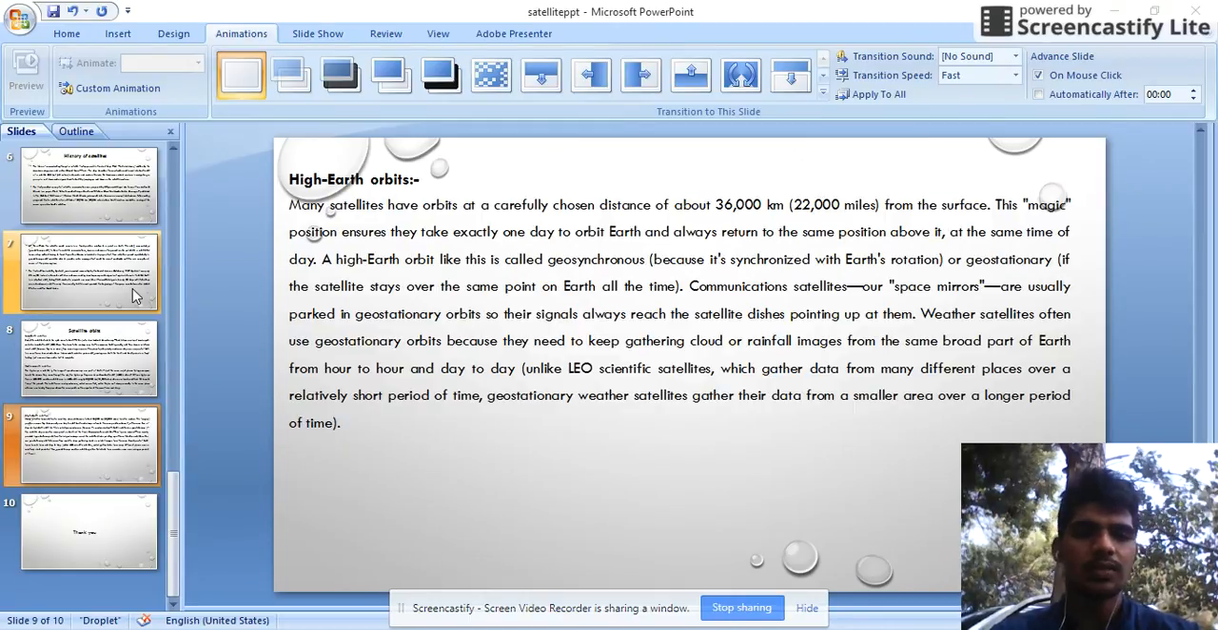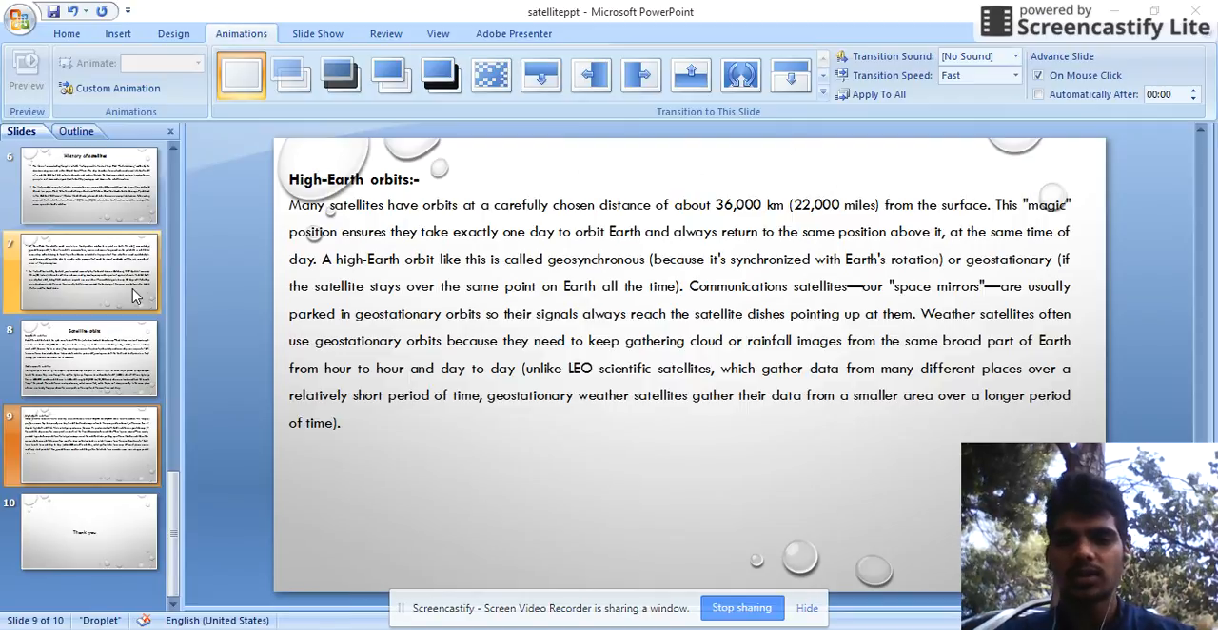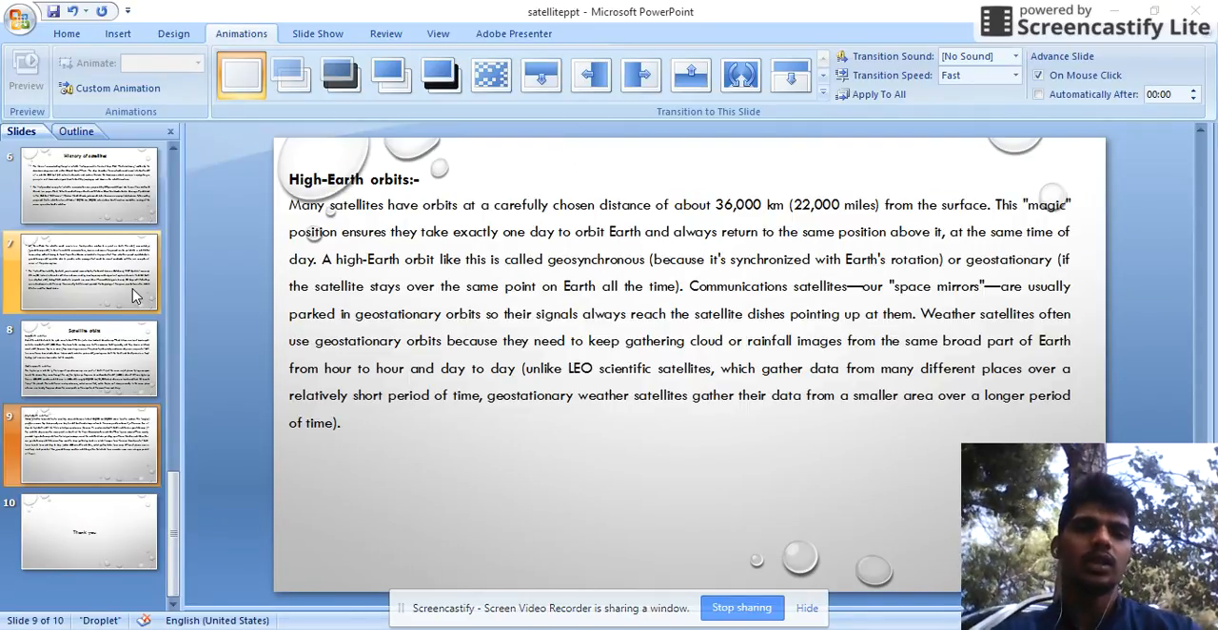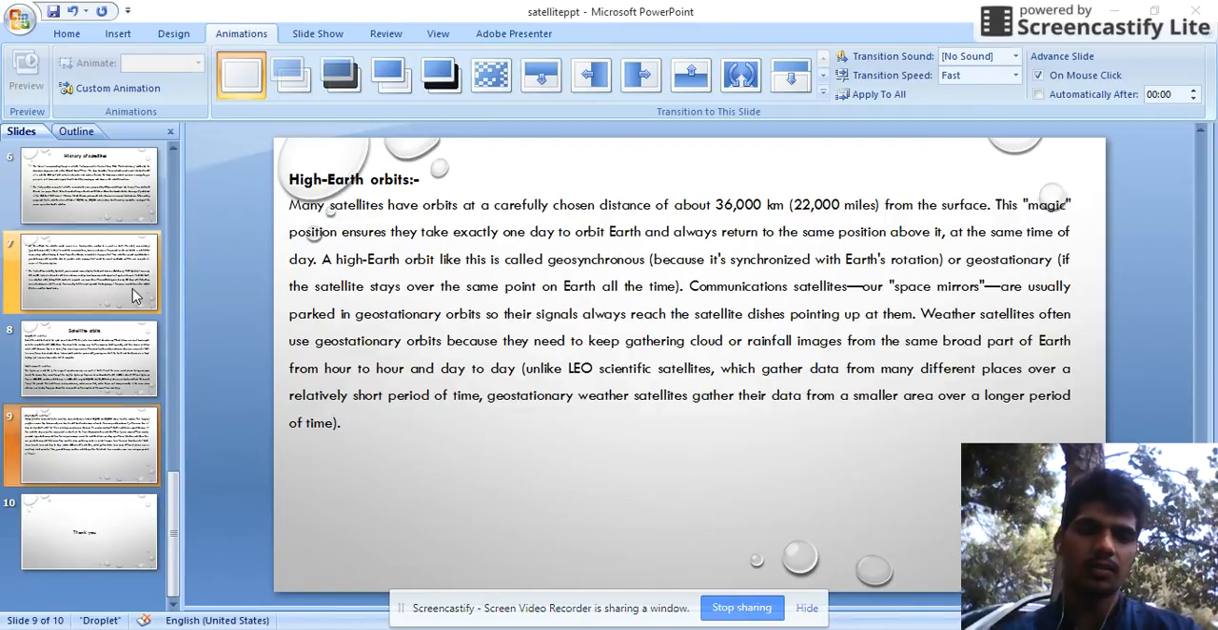The satellite stays over the same point on Earth all the time. Communication satellites are usually parked in geostationary orbit, so their signals always reach the satellite dish which is pointing to them. Weather satellites often use geostationary orbit because they need to keep getting cloud or rainfall images from the same part of the Earth, hour to hour and day to day. Unlike low Earth orbit scientific satellites, which gather data from many different places over a relatively short period of time, geostationary weather satellites gather their data from a smaller area over a longer period of time. These are all about the types of satellites. So, thank you so much.